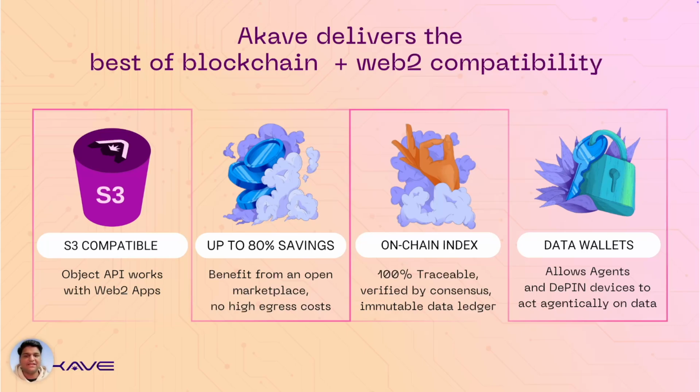Akave helps save 80% of cost when compared to cloud solutions. Akave provides 100% traceability of your data using consensus and an immutable data ledger, that is blockchain. Akave provides easy integration of data with wallets, allowing AI agents to autonomously interact with data and fuel this huge decentralized data economy.